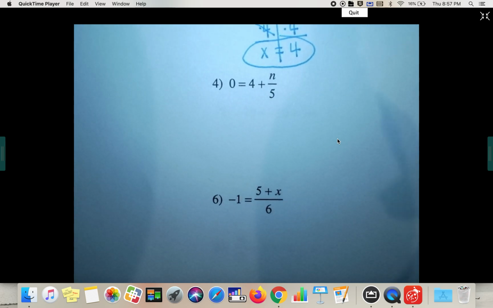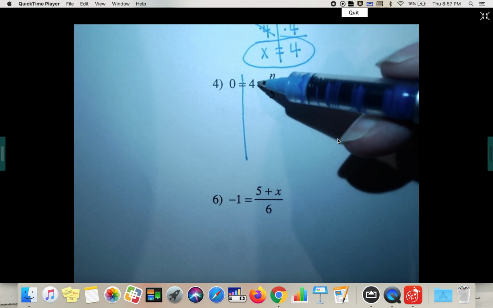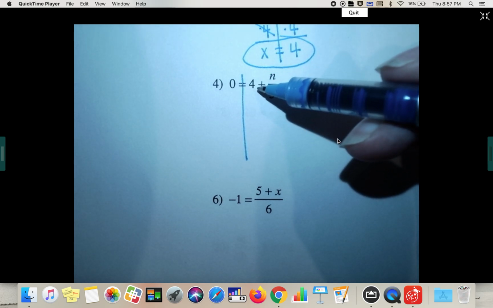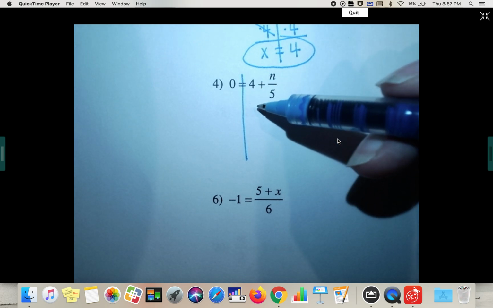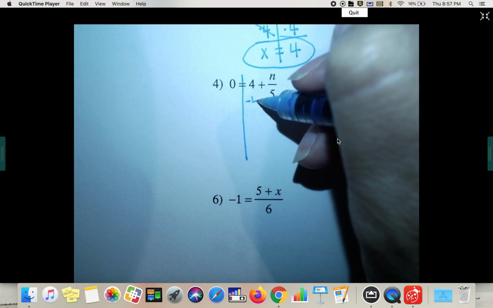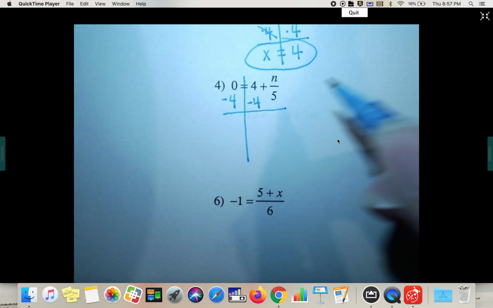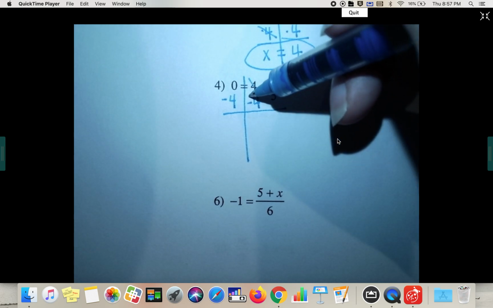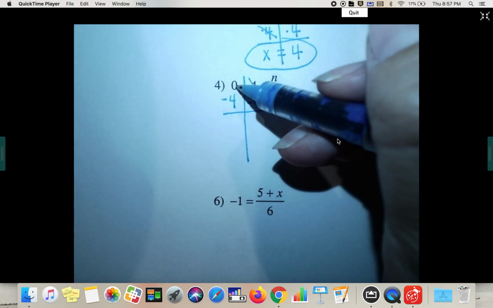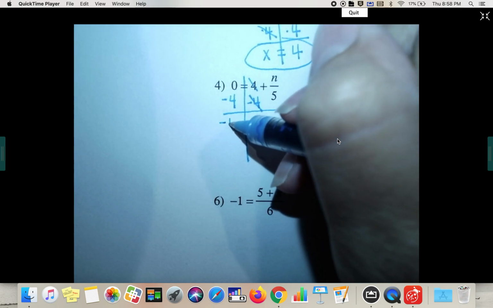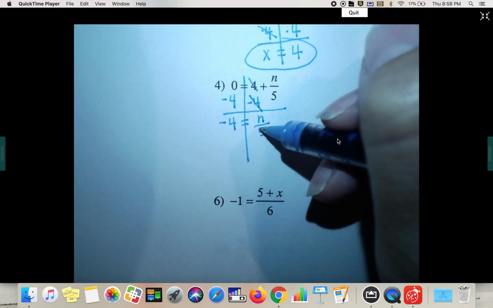All right, number 4. Remember, divide and multiply last step. So let's first get rid of the positive 4. If I add 4, that will not cancel it. So we need to subtract 4. That will cancel it. And don't forget to do it on both sides. Positive 4 minus 4 goes away. That cancels to 0. 0 minus 4 is negative 4. And bring down your n divided by 5.